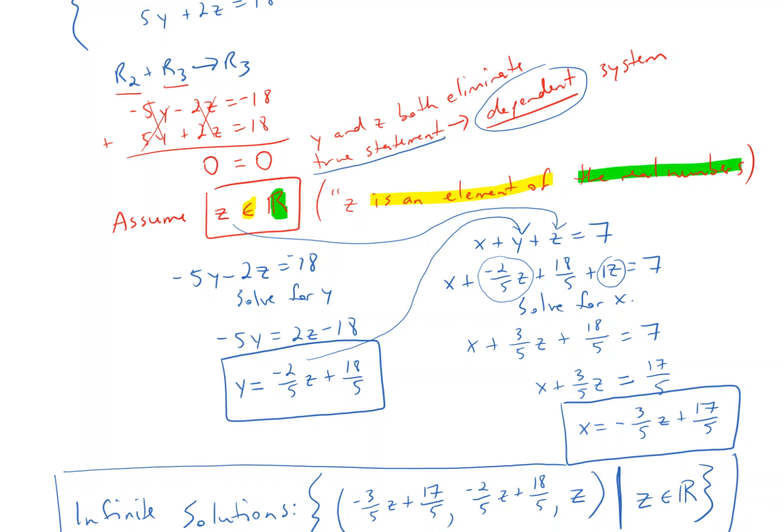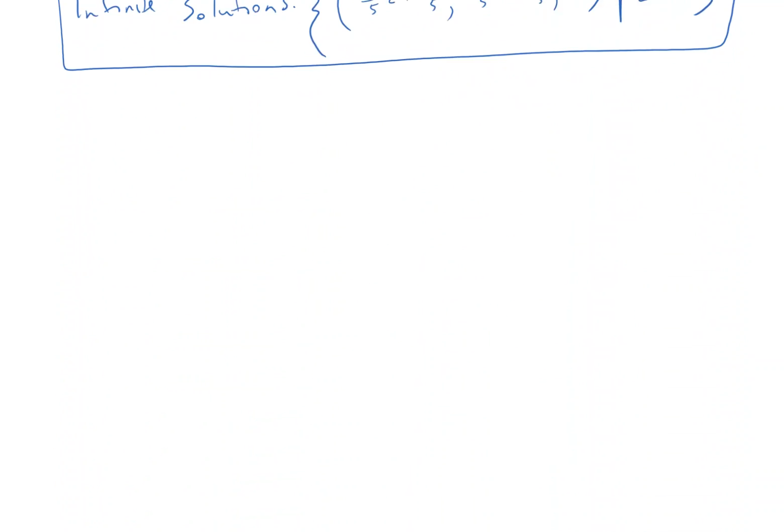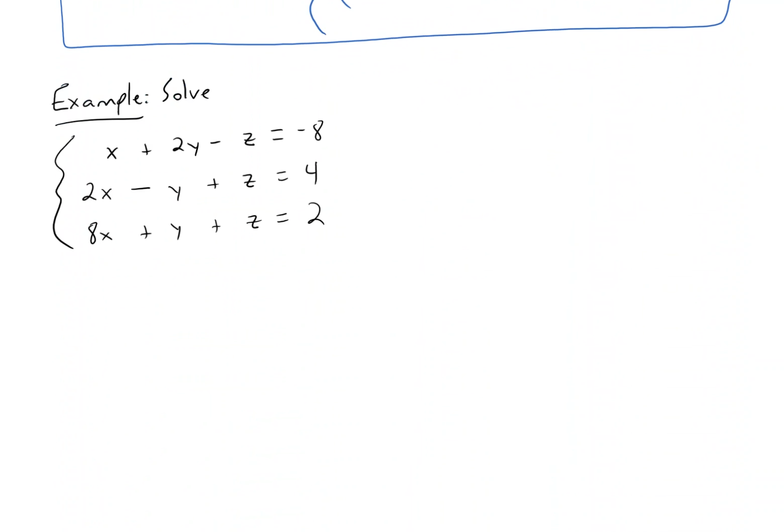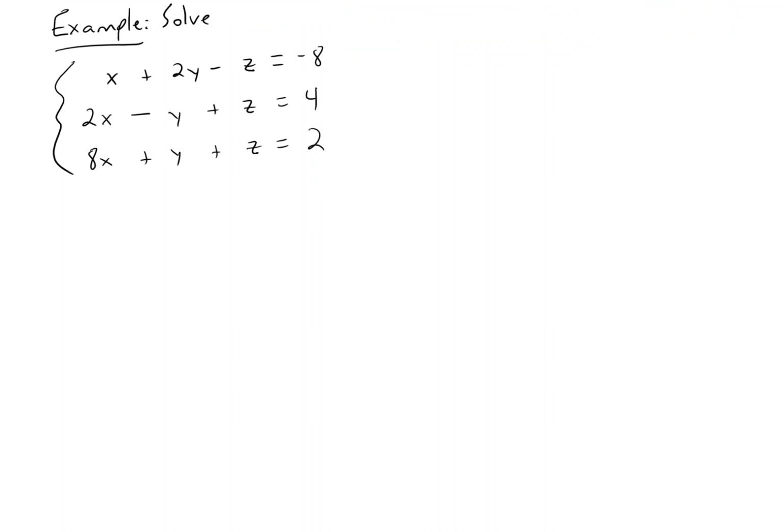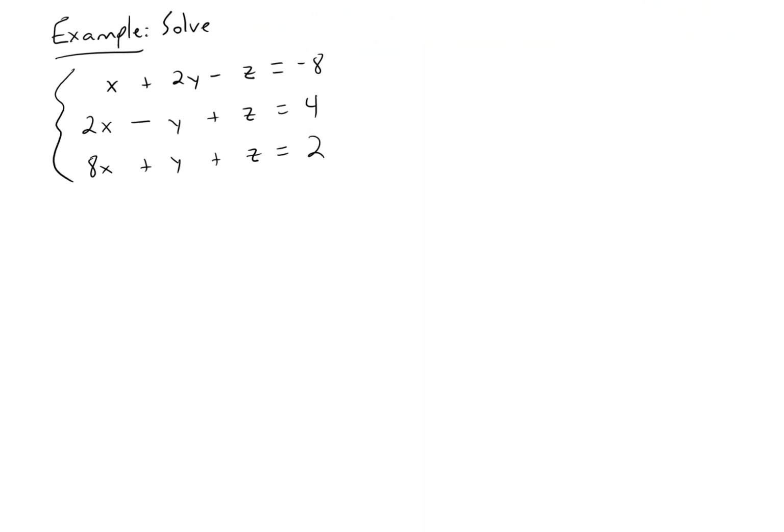Okay, let's look at the next example, which is along the same lines. Okay, so we've got this new example here. Let's eliminate this 2x by multiplying row 1 by negative 2 and adding it to row 2 to get a new row 2. And to eliminate this 8x, I'll multiply row 1 by negative 8 and add that to row 3 to get a new row 3.